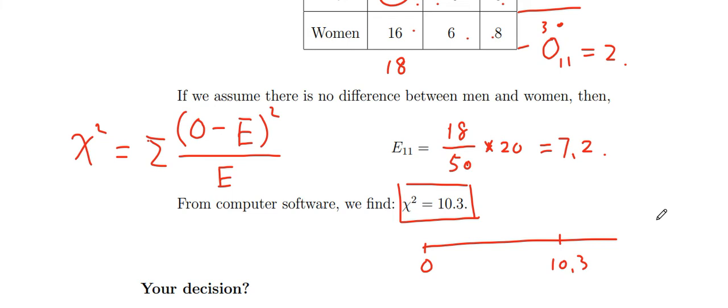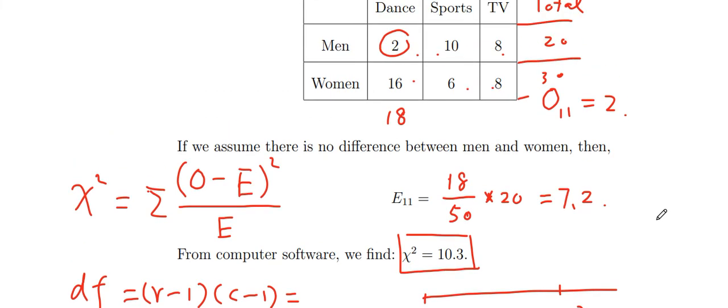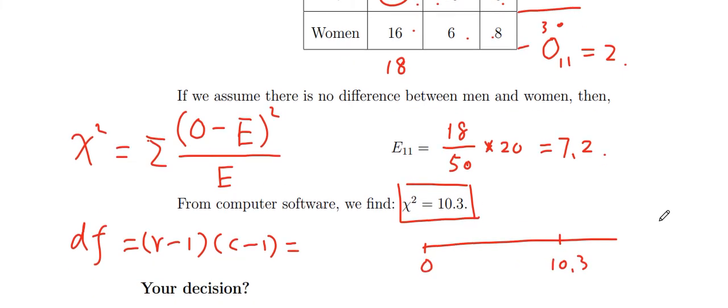In order to check the chi-square table, we need to determine the degree of freedom. Use this formula: r minus 1 times c minus 1. Here, what is r? r equals 2, so 2 minus 1. And what is c? We have 3 categories, so c is 3 minus 1. So this equals 2. The degree of freedom is equal to 2.